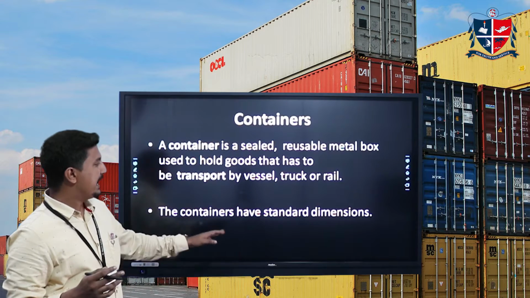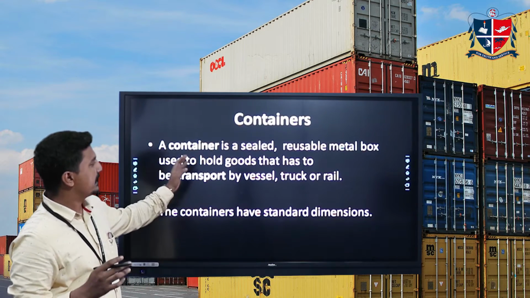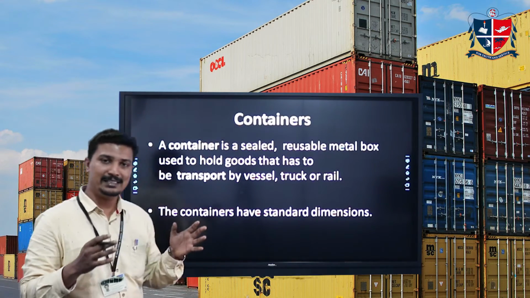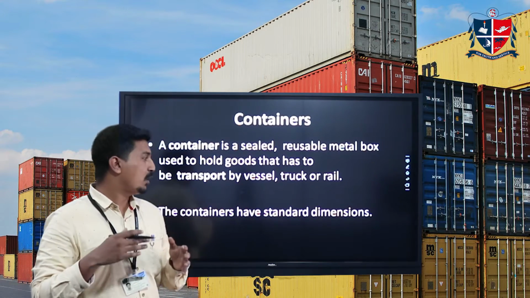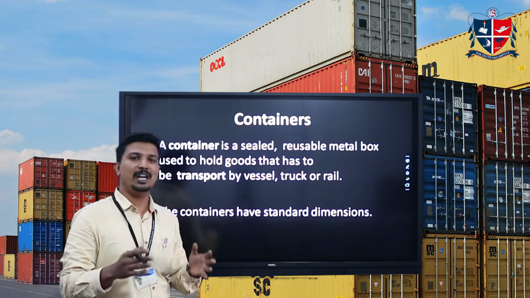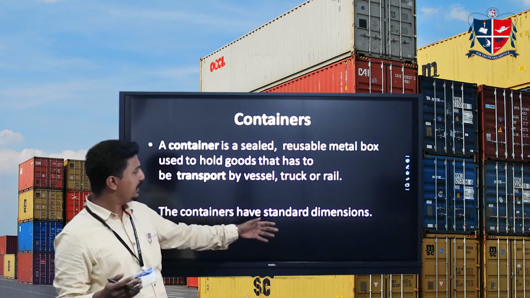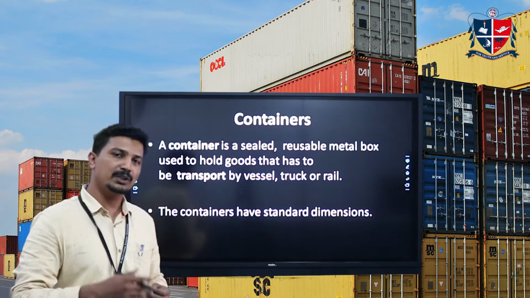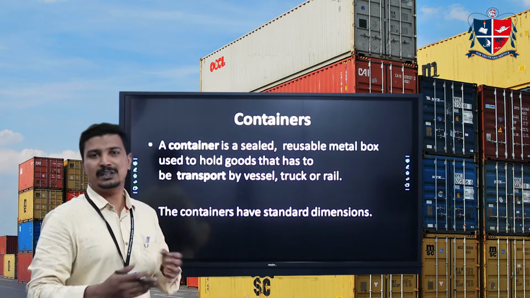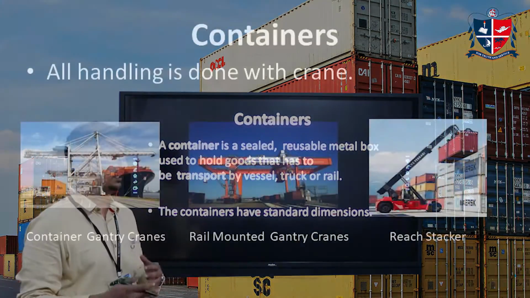So the container has a standard dimension. The container is a metal box with a standard dimension. The standard dimension is 20 feet and 40 feet. All over the world, the same dimension is being used. So the same container can be loaded onto the vessel, that same container can be loaded onto the truck and to the rail. So it has a standard, universal dimension.